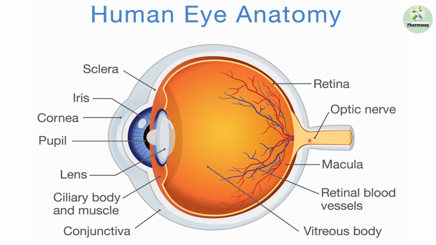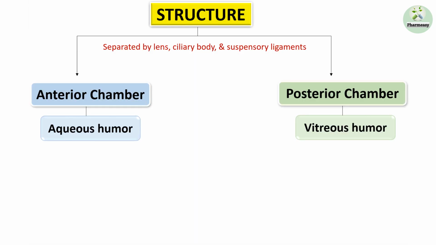Its optic nerve for transmitting the signals to brain. Its macular region. These are the retinal blood vessels. There are two types of fluid in the eye, aqueous humor and vitreous humor. This slide shows the structure of eye.